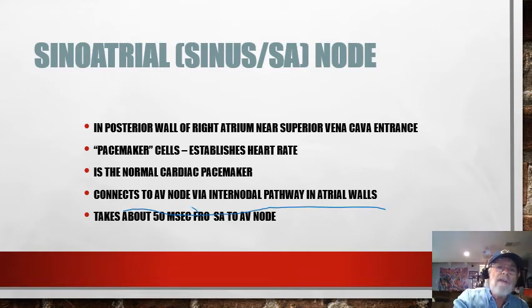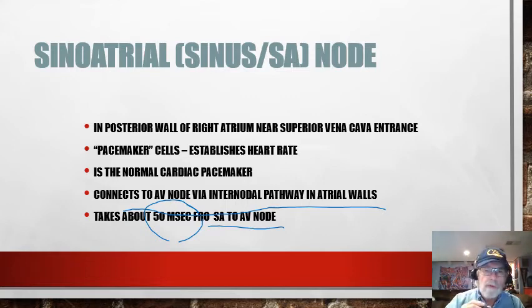It takes about 50 milliseconds to go from the SA node to the AV node. I'm not going to have you remember that, but when we look at the overall time it takes for a heart to contract, we can divide it up and see why the rate is what it is. So it takes about 50 milliseconds for that, but I don't think I'd remember that number. It's relatively rapid.